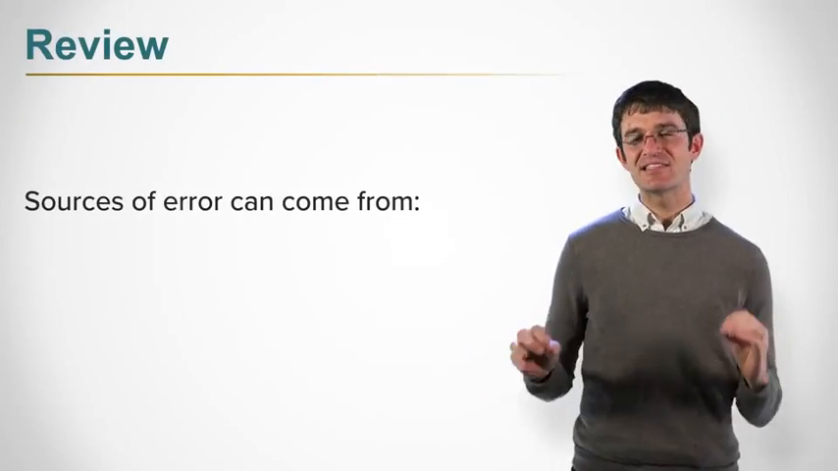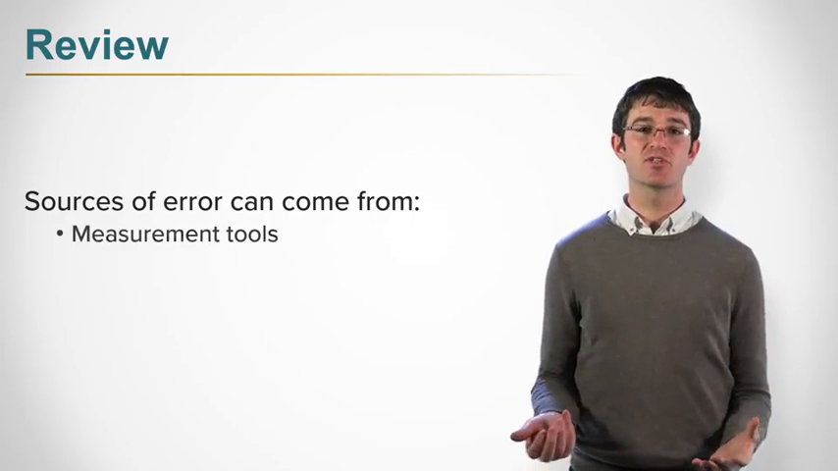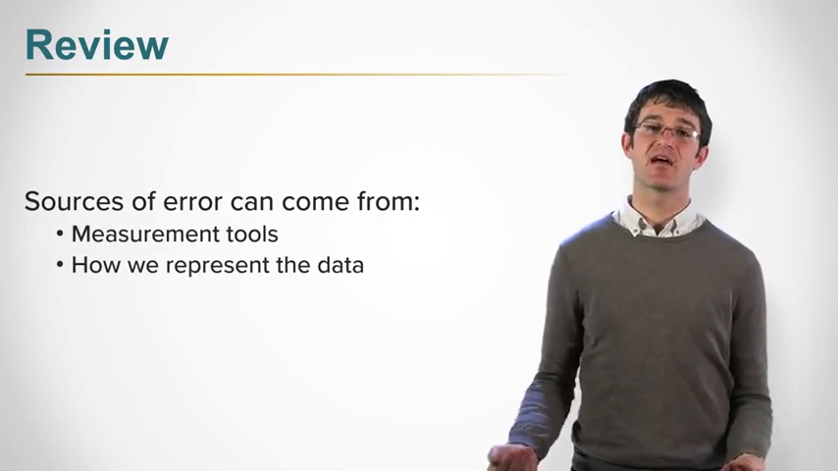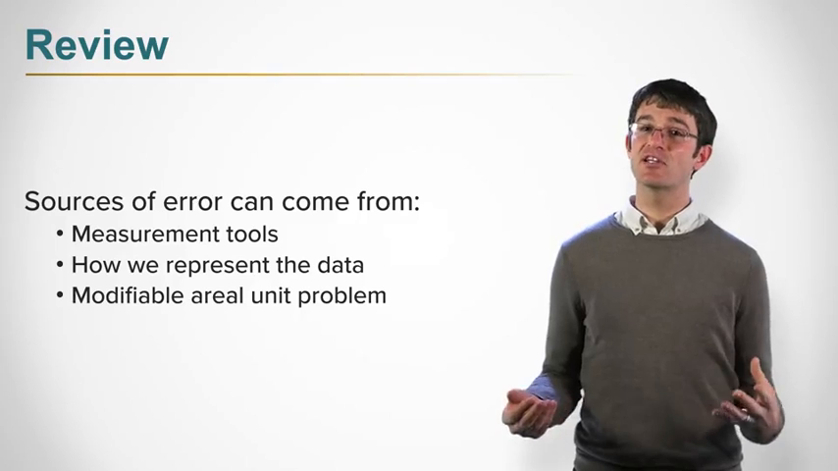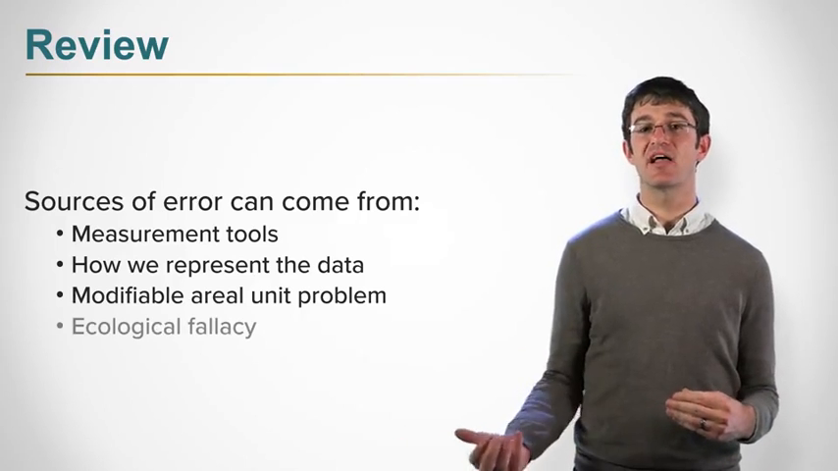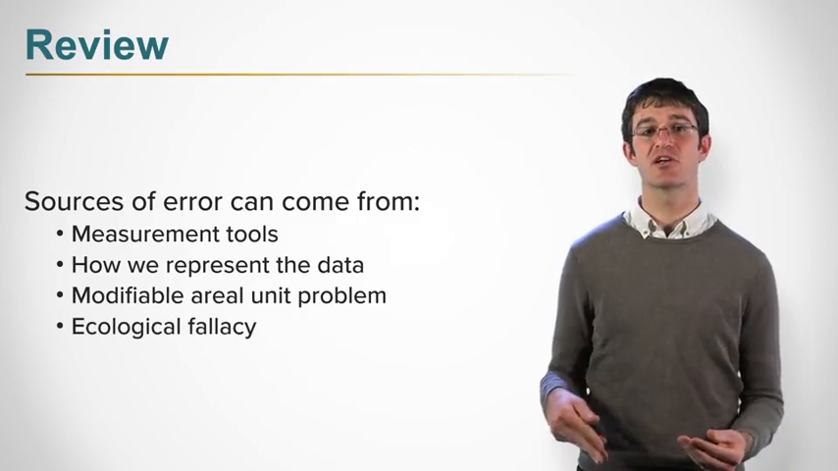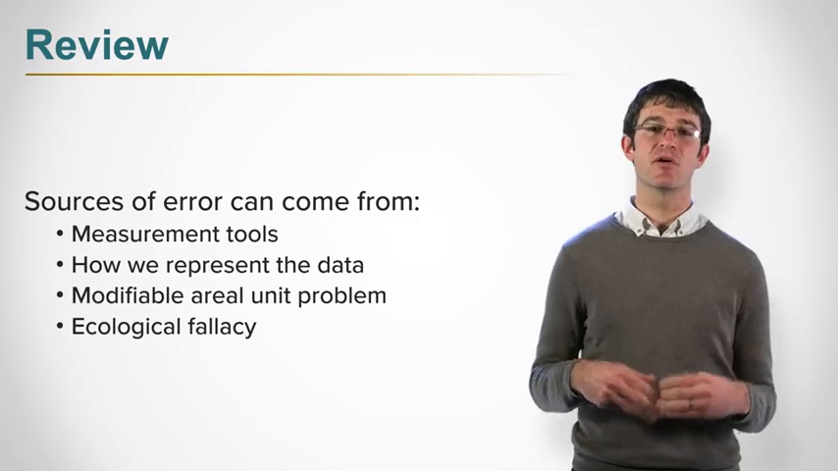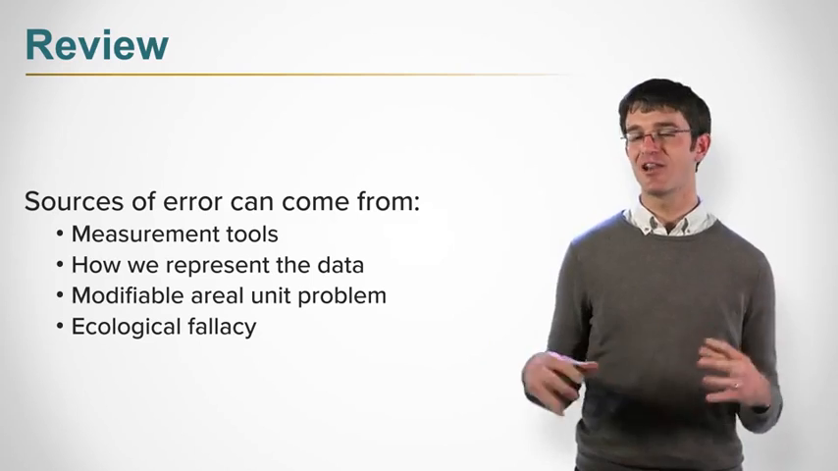Okay, that's it for this lecture. In this lecture, we discussed sources of error from our measurement tools, as well as from how we represent the data. We also discussed the modifiable areal unit problem and how it can distort our results, and the ecological fallacy, and how we can incorrectly apply valid results to an invalid situation by applying inferences from a group or area to an individual. Up next, we're going to talk all about topology.